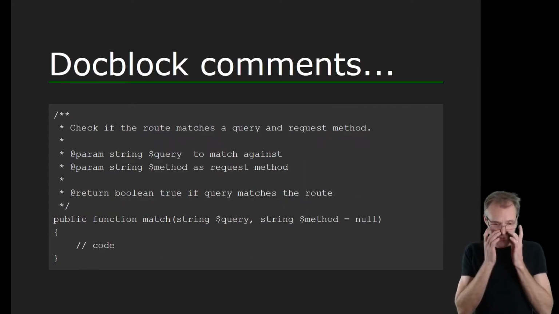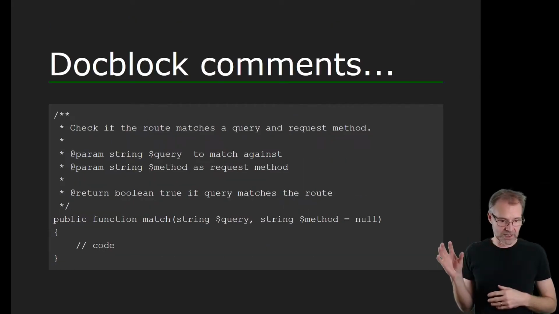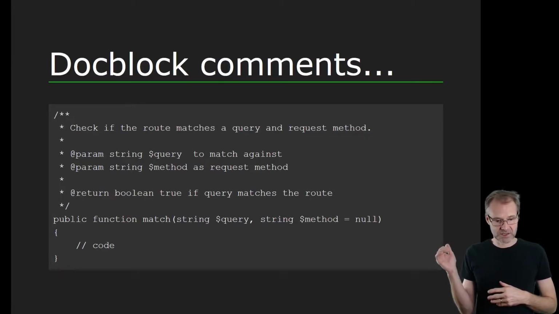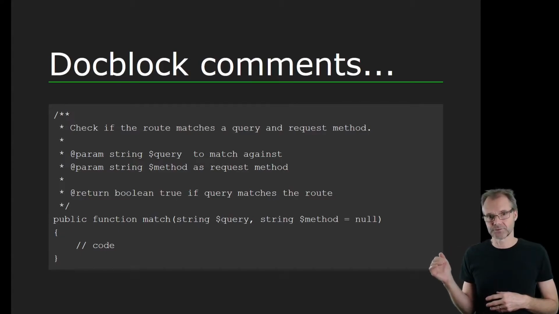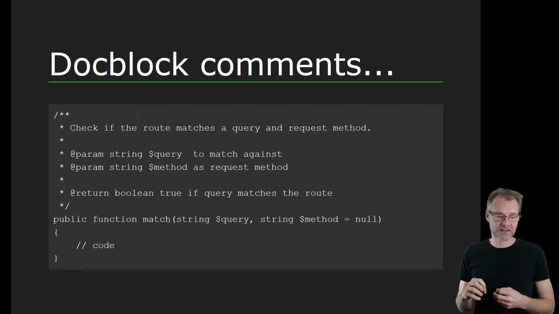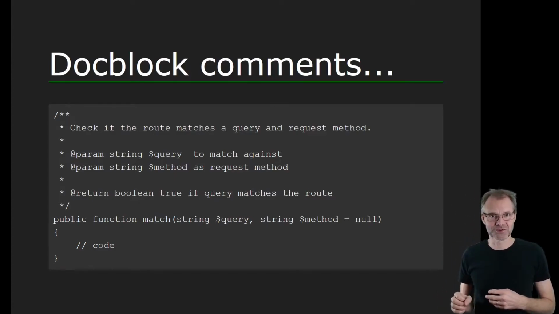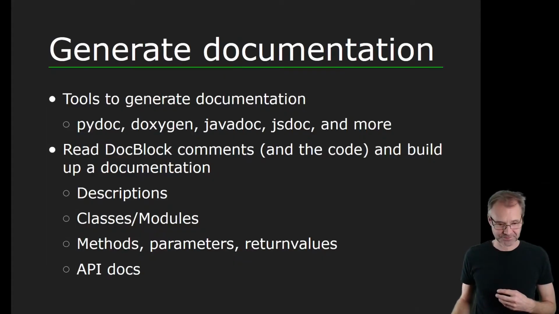Here we have another example, a bit smaller one. We have the short description on top. We have the parameters list with the description, and we have the return value. So these are Docblock comments, and they may look a bit different depending on your programming language, but they are usually an available feature for you to use. So I think it's a good thing to use these.